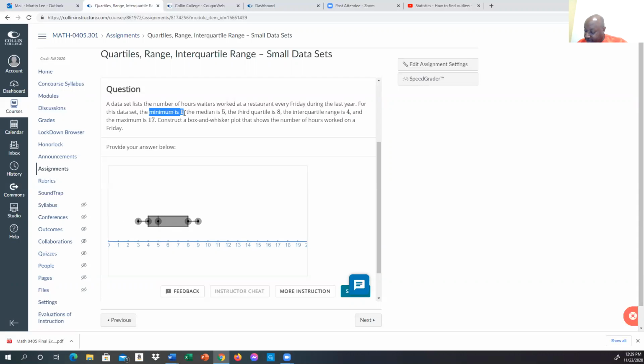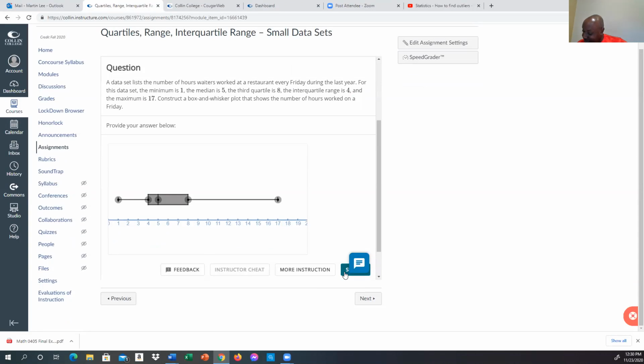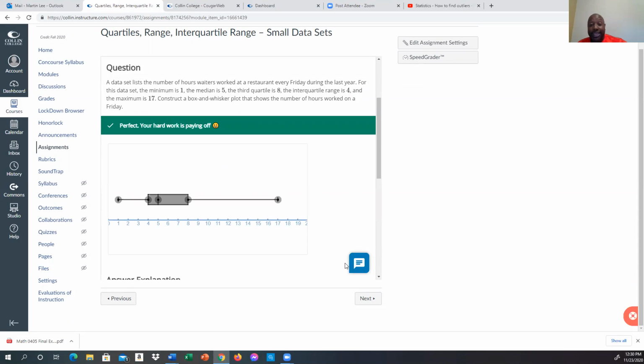Okay, my minimum value is 1. So I come here, left click, and bring this down to 1. And now the maximum value is 17. So left click and then drag this endpoint out to 17. And let's submit it and hope it says correct. Hooray, okay.